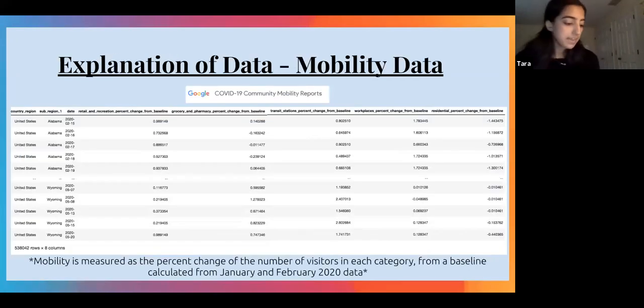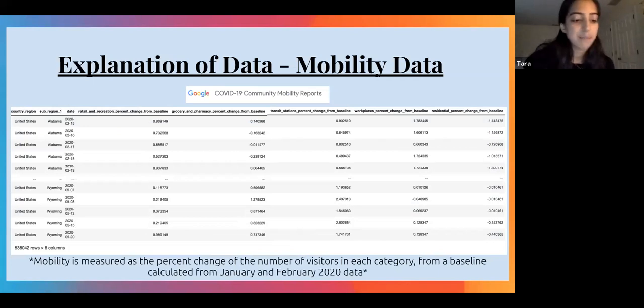The other data set I used was put together by Google, and they collected mobility data from people's phones from all over the world, but I only used their data for the US. The way they measured mobility is the number of visitors in different places. For example, the number of visitors who go to a grocery store in a day. And the mobility is measured as the percent change from a baseline of the number of visitors in retail and recreation places, groceries and pharmacies, transit stations, workplaces, residential places, and parks.